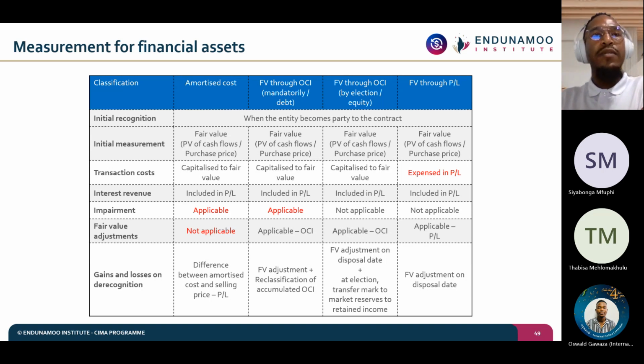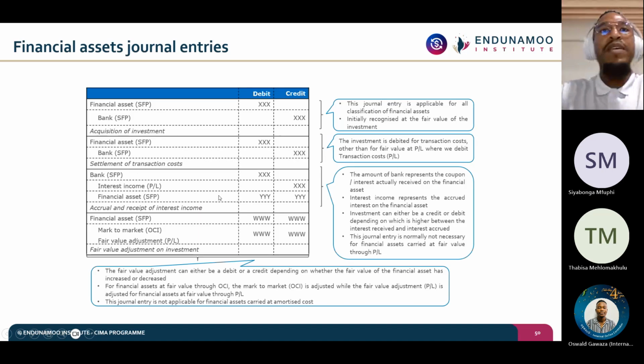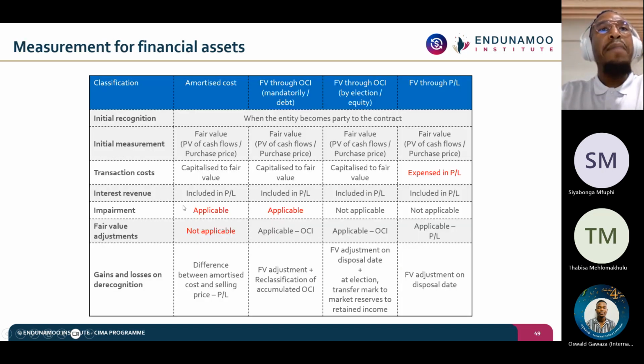At initial recognition, the initial measurement will be at its fair value, which is the present value of the future cash flows, discounted at a market interest rate. Because it's at amortized cost, the transaction cost will be capitalized to the fair value. Interest will be included in P&L. Impairment provisions you needn't worry about for purposes of your syllabus. There will not be any fair value adjustments to amortized cost assets. And when you derecognize the financial instrument, any difference goes to P&L.